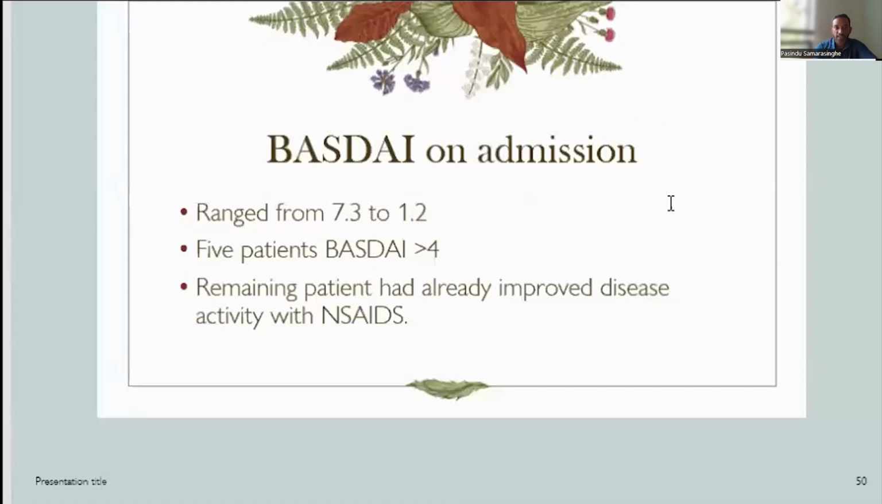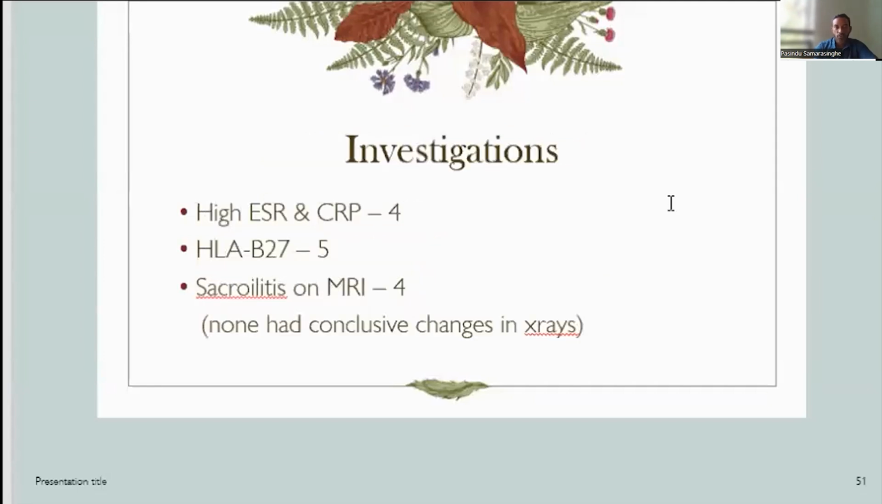So the BASDAI, the disease activity, ranged from 7.3 to 1.2. 5 patients had active disease, more than 4 BASDAI, and the remaining patient had already improved disease activity with NSAIDs. 4 patients had high inflammatory markers. Again, you can see in 2 patients the inflammatory markers were normal. HLA-B27 was positive in 5 patients, and sacroiliitis on MRI scan was seen in 4 patients. So none of them had conclusive X-ray changes. Again, I want to highlight X-rays were normal, but still they had spondyloarthritis and the MRI was positive.